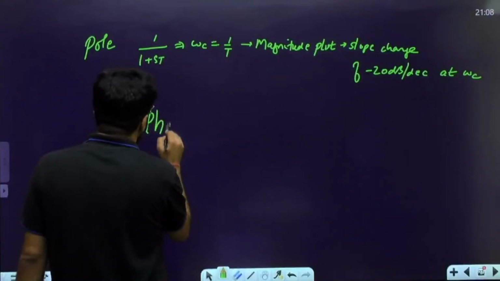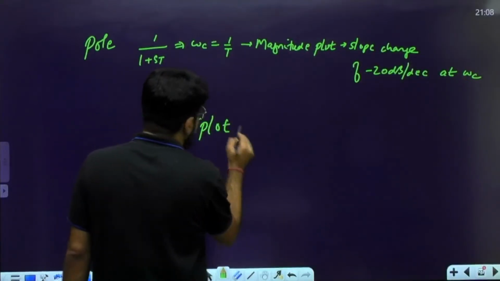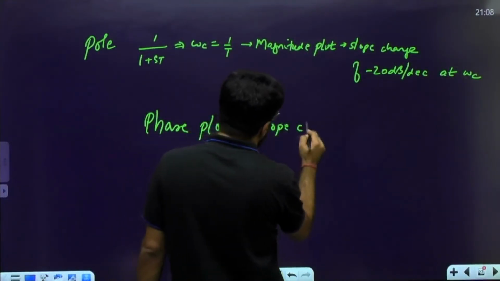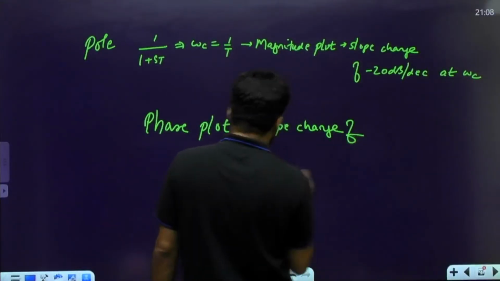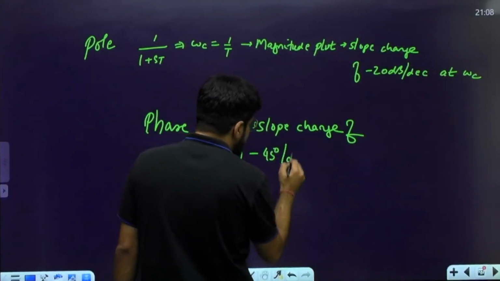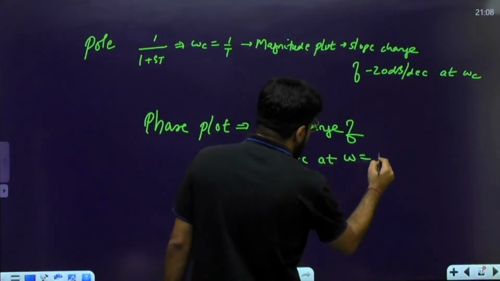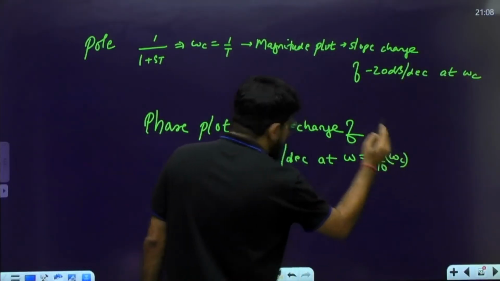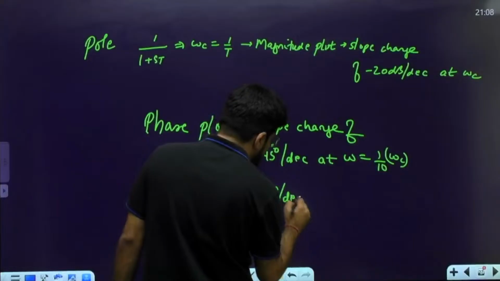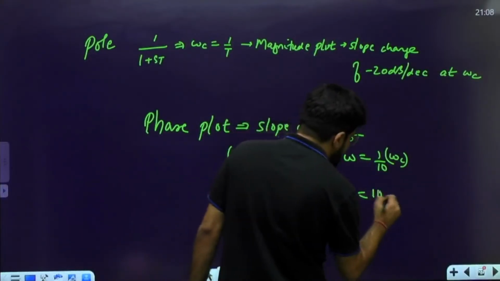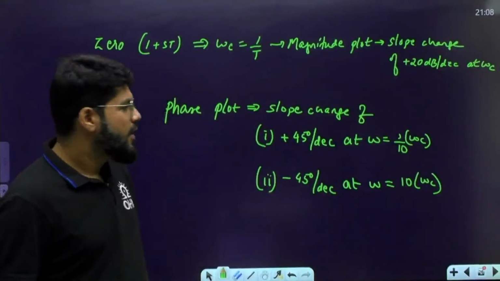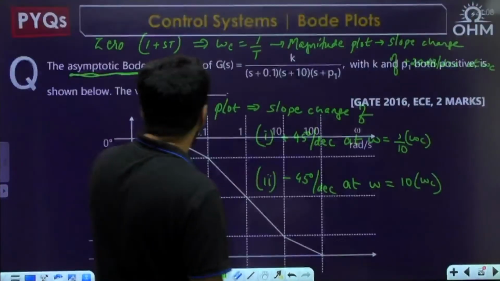What happens in the phase plot? Just the reverse results will be seen. In the phase plot, you will see a slope change of, first, minus 45 degree per decade at 1/10 of the corner frequency, and second, plus 45 degree per decade at the frequency which is 10 times the corner frequency. Just reverse this, plus to minus and minus to plus. Now let's understand this with the help of the given question.